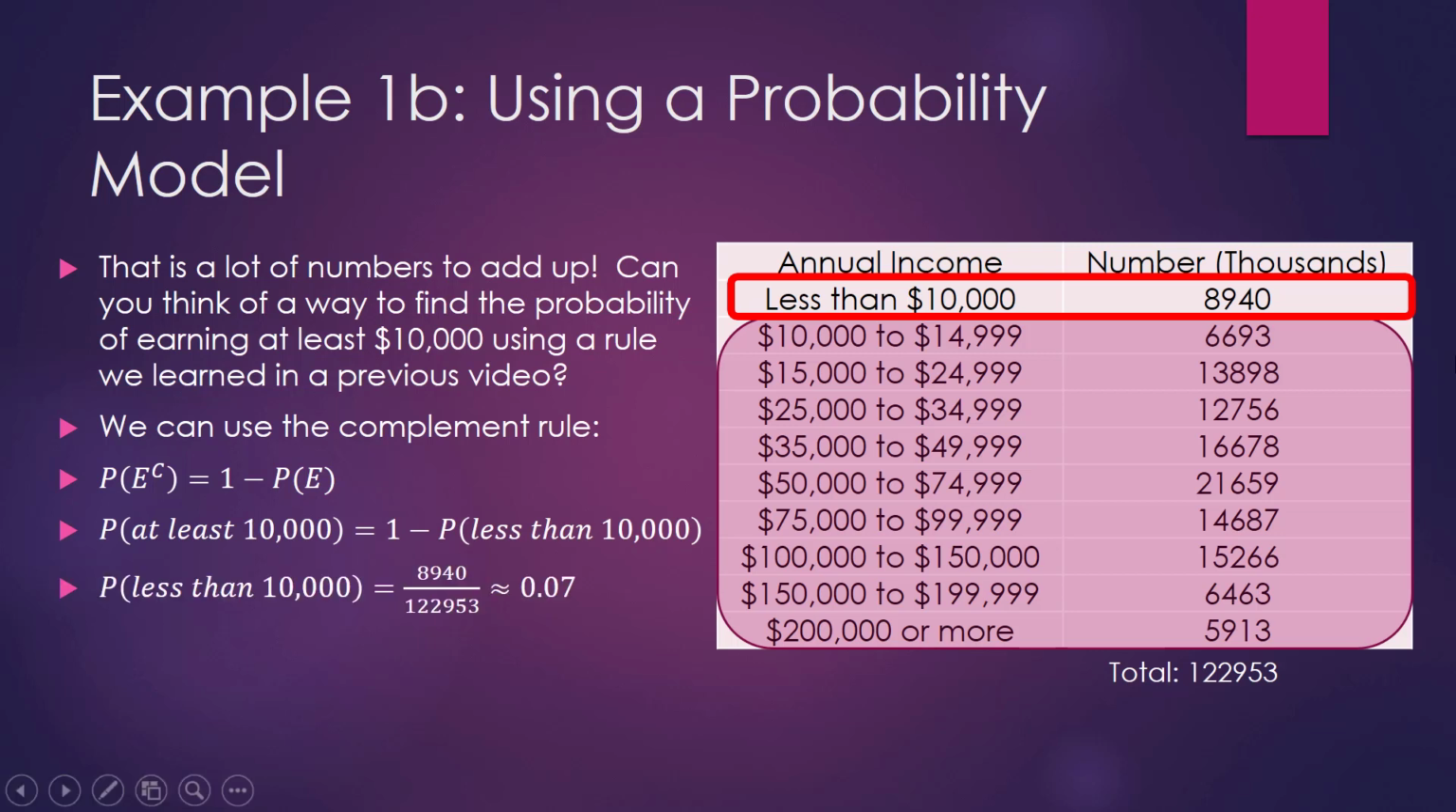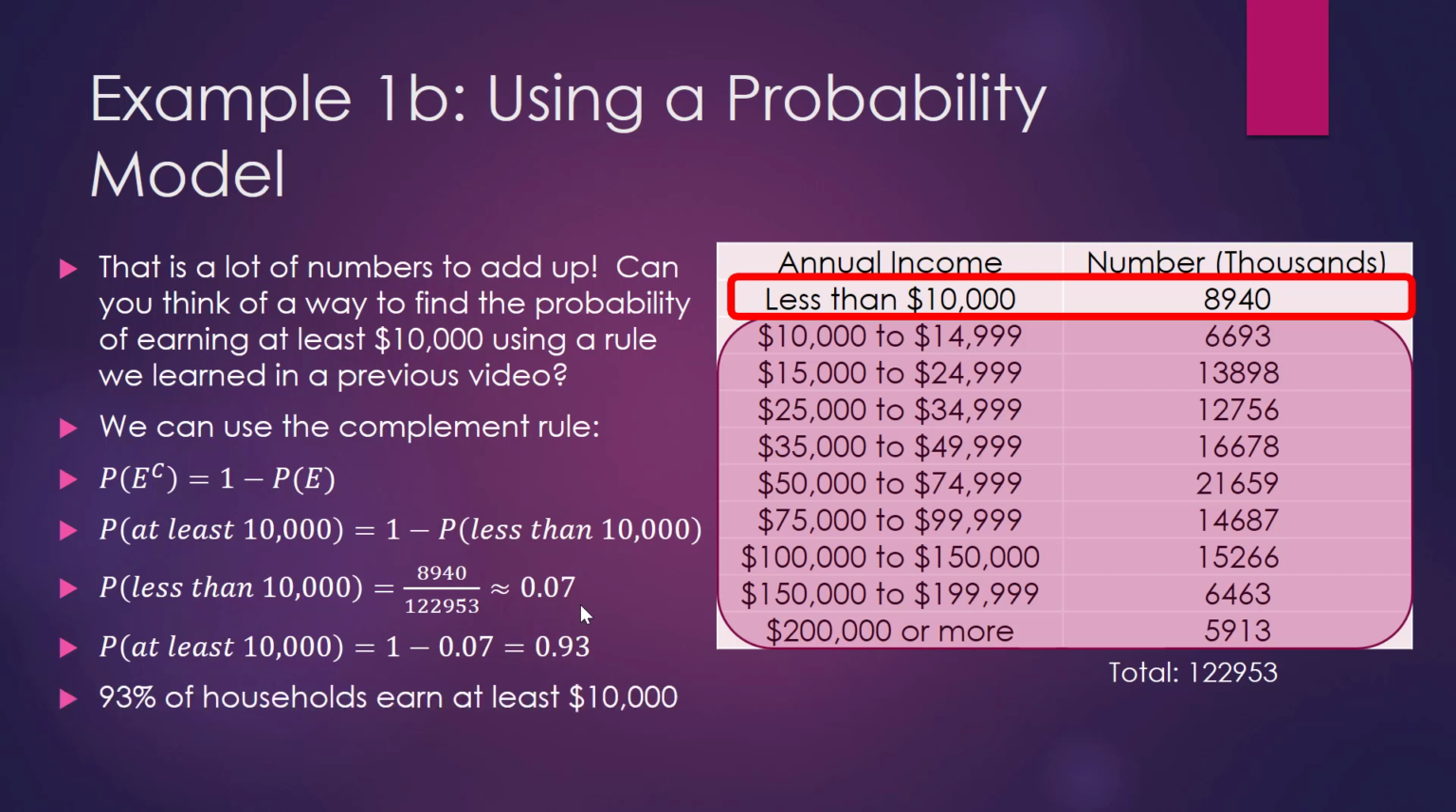So we have 8,940 divided by the total number of people represented in this table, and that's about 7% or 0.07. Plugging that into our equation, we find out that about 0.93 or 93% of households earned at least $10,000. Notice that by using the complement rule, we saved a lot of time and possible error because we didn't have to add all of these values.